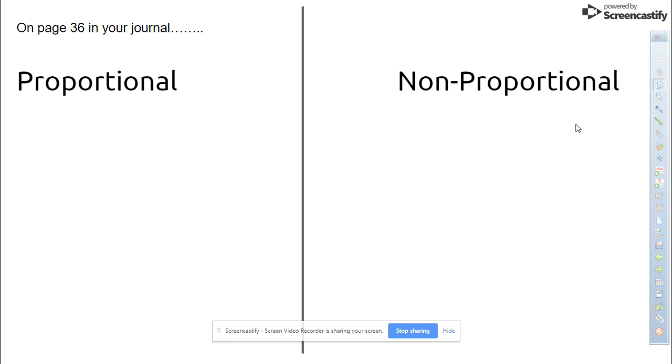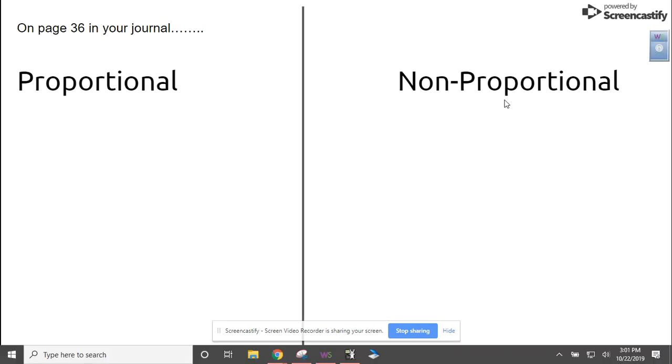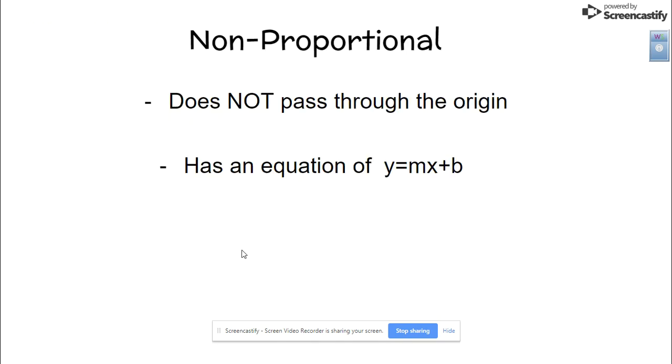Okay, so now we're back to the top on the right. We're going to do examples of non-proportional. Non-proportional is just the opposite. It does not pass through the origin. It passes through any other location besides 0, 0. It'll have an equation of y equals mx plus b. It'll have that plus b because that's your y-intercept. That is some number other than 0.